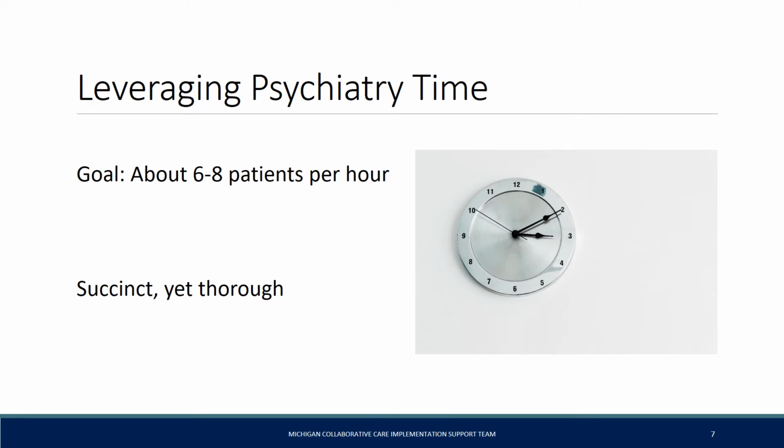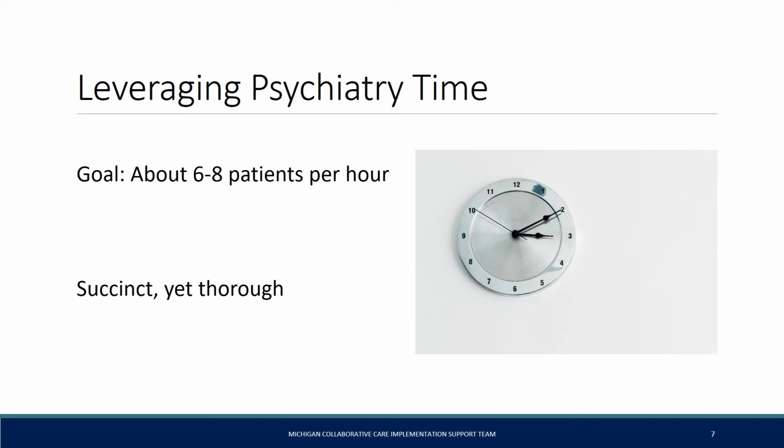So we talked about efficiency, and the reason being that we know our psychiatrists don't have a lot of time available. There aren't a lot of psychiatrists available. So we really want to leverage that time. That's a key piece of the collaborative care model. So the goal within a panel review session is to review about 6 to 8 patients per hour. So you probably don't want to be spending more than 3 to 5 minutes per case presentation because we want to allow for questions and documentation.